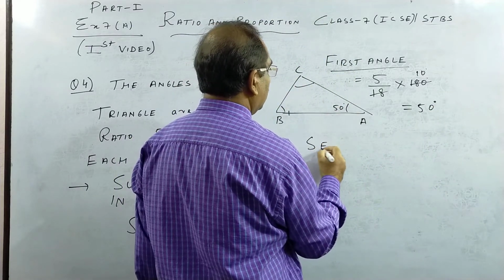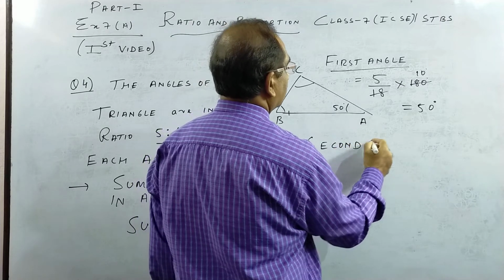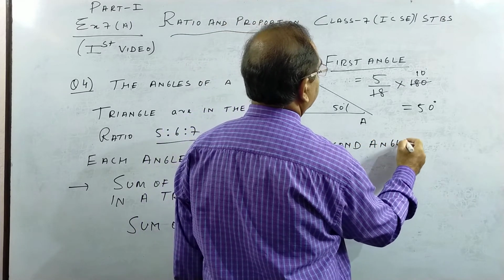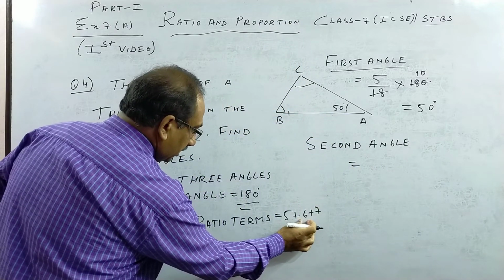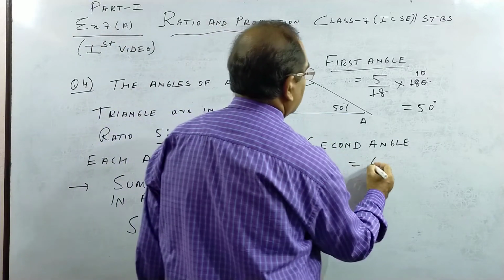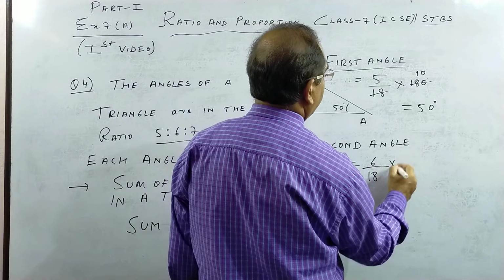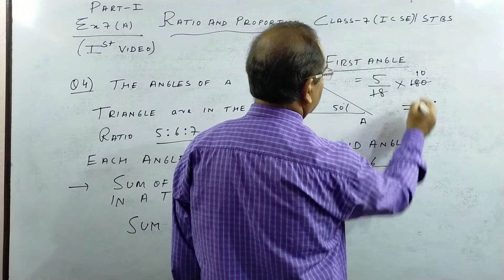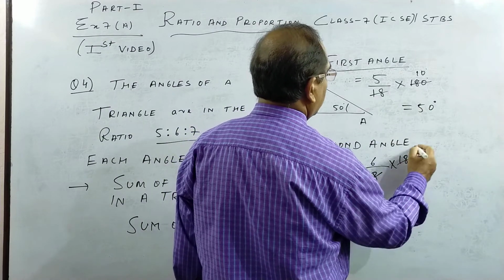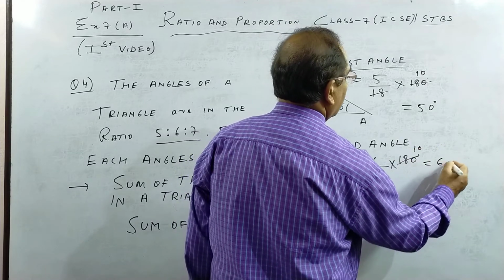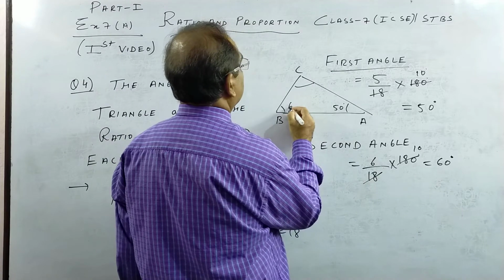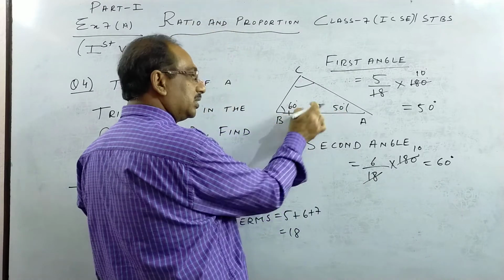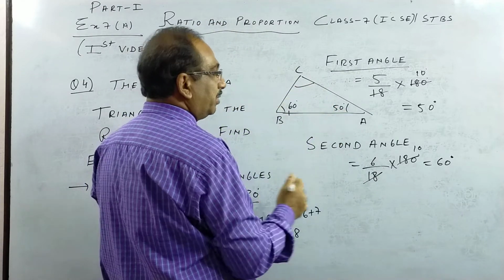Second angle, children. The second angle is 6, the second ratio term, upon total, into the sum of the three angles. So this will again go 10 times. So I get 60 degrees. Okay, the second angle is 60 degrees. See, this looks bigger. That's why I changed the order. C looks the biggest angle.